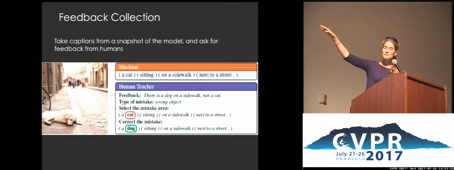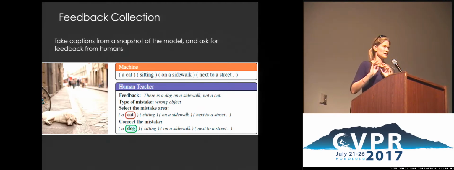Okay, so at the top, they're going to be seeing what the machine currently thinks this image is about, so the produced caption. And then what they're going to be producing is some feedback. The first form of information is just in natural language. So in this case, there is a dog on a sidewalk and not a cat. And then we're also collecting a bunch of other information that we're going to use to train some network later. But in principle, we should just be using the sentences.